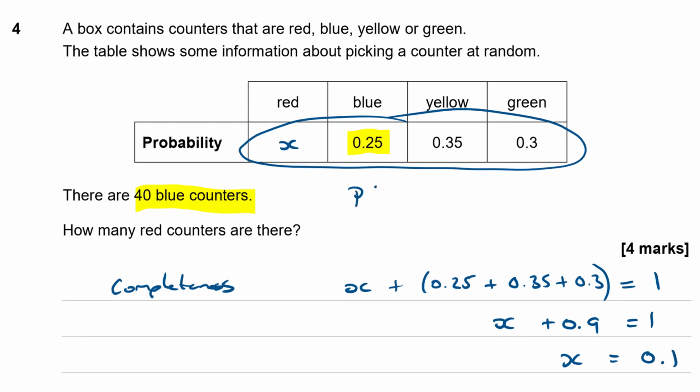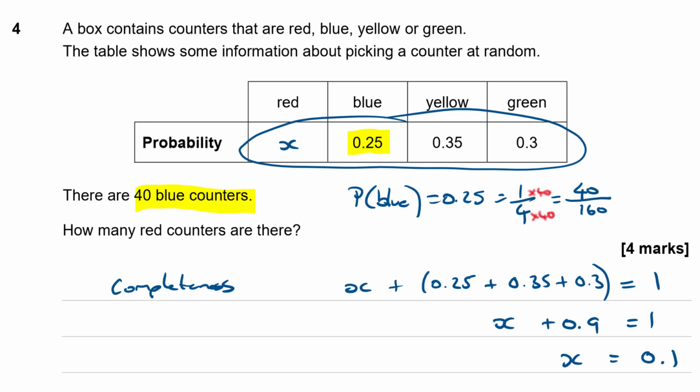So probability of blue we know is 0.25, which as a fraction is a quarter, isn't it? Remember, probability is successful outcomes over total outcomes. So if we've got 40 blue counters, this number at the top must be 40. So what's the number at the bottom? Well, if I've multiplied this by 40, then I need to multiply this by 40 as well. 4 times 40 is 160. So there must be 160 counters altogether then.